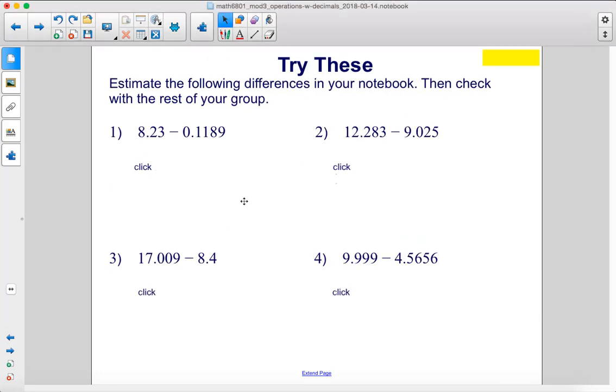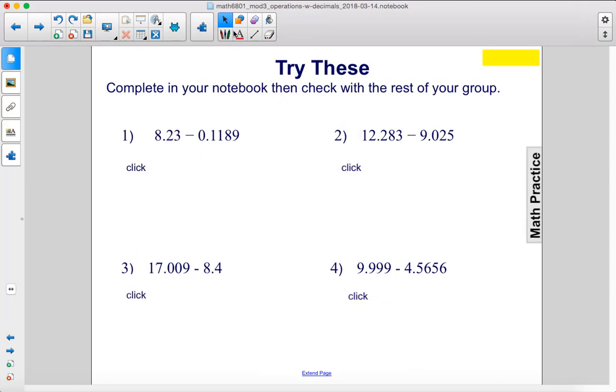Estimate the following differences in your notebook, then check with the rest of your group. Alright, so this should be about 8 and that should be 0, so it should be 8. This should round to 12 and this to 9, so it should be around 3. This is about 17 and that's about 8, so this should round to around 9. And this rounds up to 10 and that rounds up to 5, so this should also be 5.